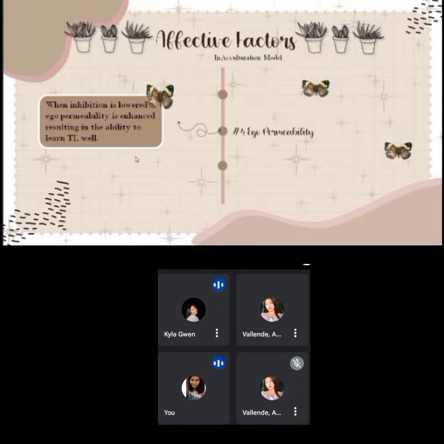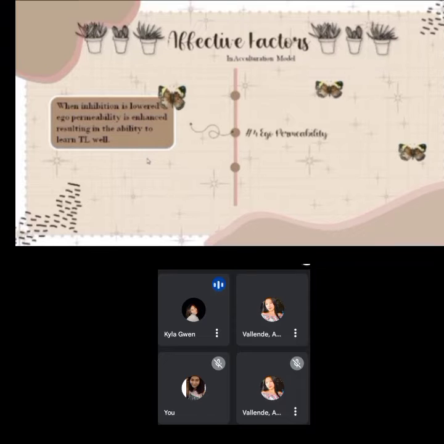Okay. According to Guiora, in the concept of ego, once you build your ego, your language learning becomes rigid. So it's commonly said that if your inhibition is lowered, your ego permeability is enhanced. That means you are able to adjust to new language rules that are introduced to you in the second language, resulting in the ability to learn the target language well.